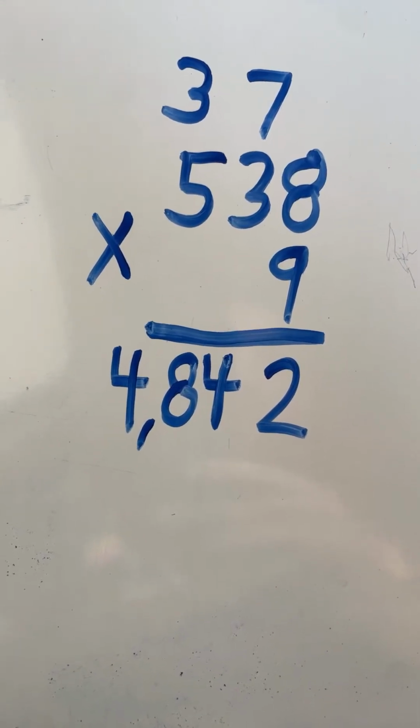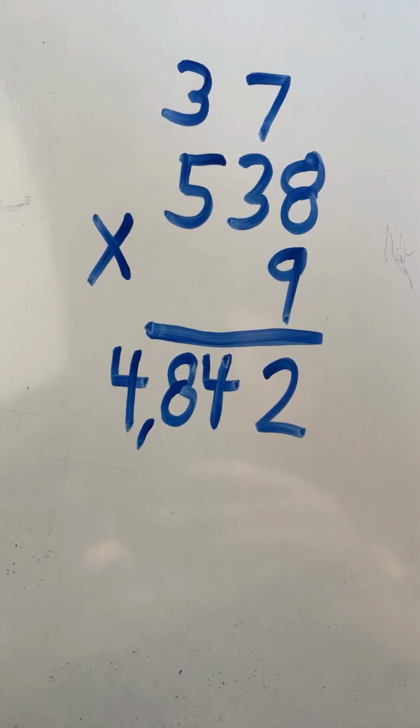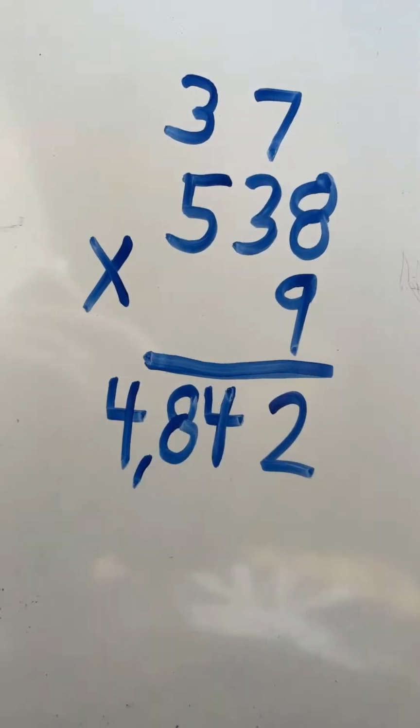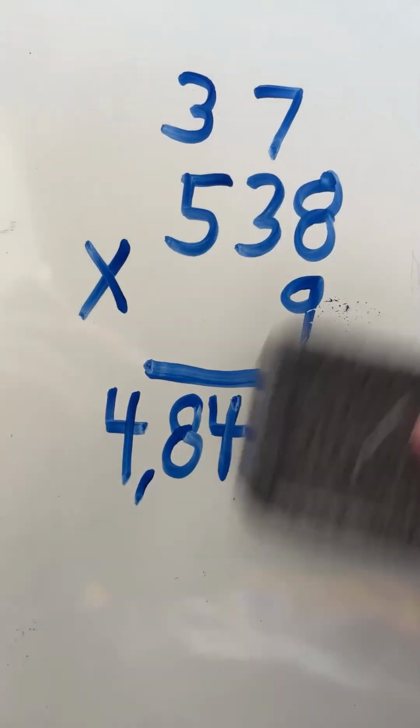And we have our final answer. 538 times 9 equals 4,842. All right, we are now moving on to the next example problem.